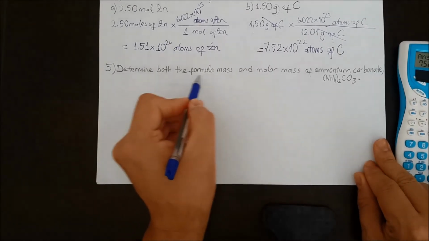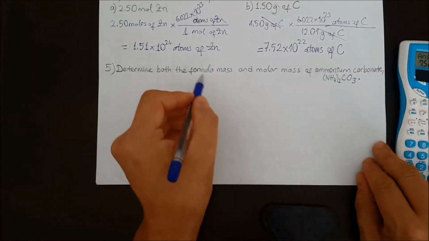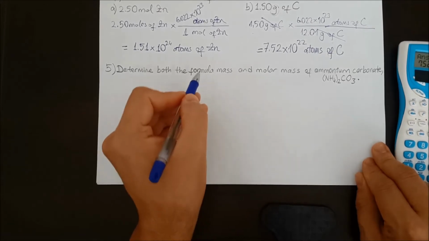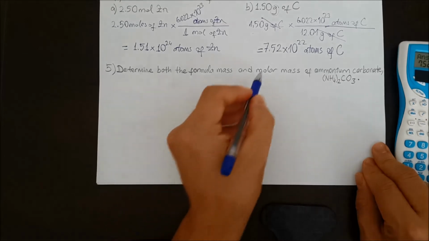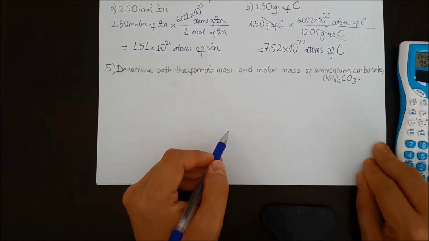Determine both the formula mass and molar mass of ammonium carbonate. Here, what's the meaning of formula mass? Formula mass is the mass of a single molecule of a compound. Molar mass is the mass of 6.022 times 10 to the power 23 molecules of a compound.